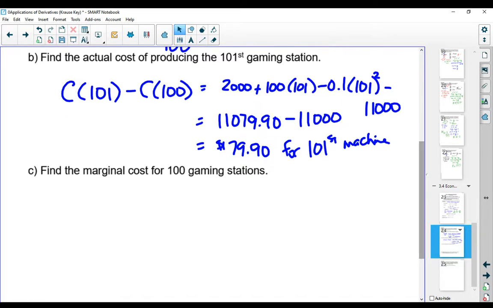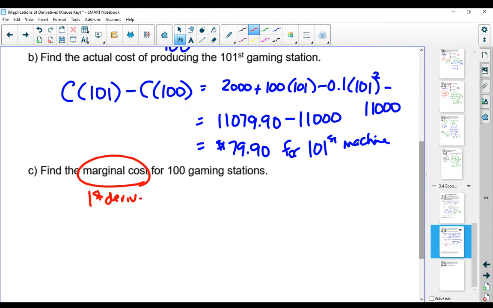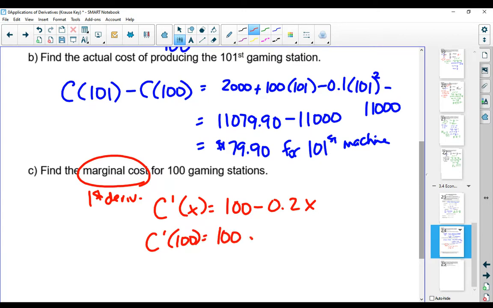Well, what if we look at marginal cost? If you remember from the first page, marginal cost represents the derivative, the first derivative. And so if we take the derivative of that cost formula, C prime of x, we get, the 2,000 cancels out, so we're going to have 100 minus 0.2x. And so if we sub in the 100 units, we get 100 minus 0.2 times 100, which gives us $80.